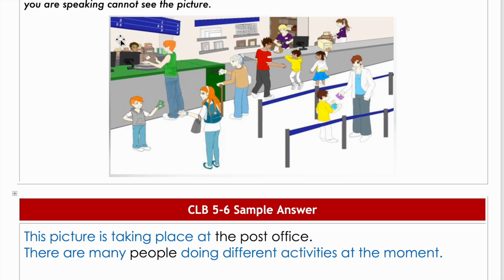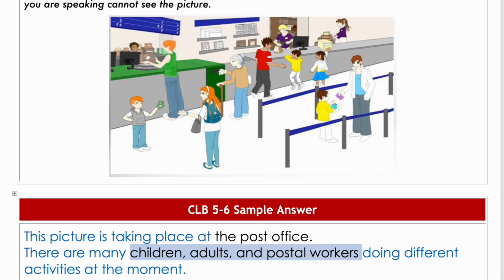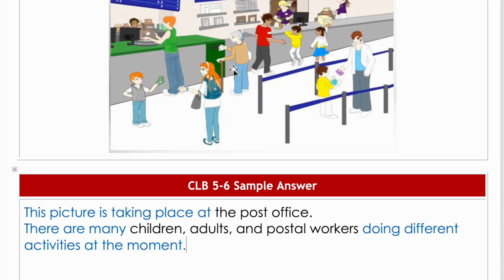But just to help you out today, a higher level would say there are many children, because I see 4 children here, adults, and maybe some workers, postal workers, doing different activities at the moment. Okay? All right, that's our intro. And now we're going to get to the front of the picture, right over here.